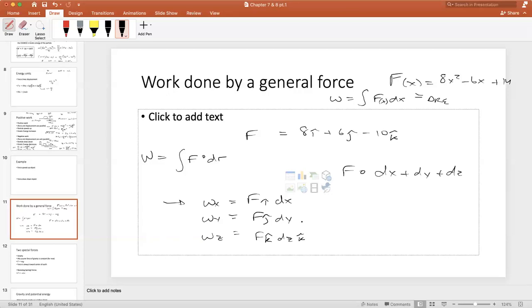And because these are unit vectors, when unit vectors are multiplied, they just become 1. This becomes f in the x dx, which would be f of x, and this would be f of y, and this would be f of z: f of y dy, and f of z dz. Take those integrals, and then the work is, they all add together because they're just scalars. The work in each direction is the work in the x and y and z, right?